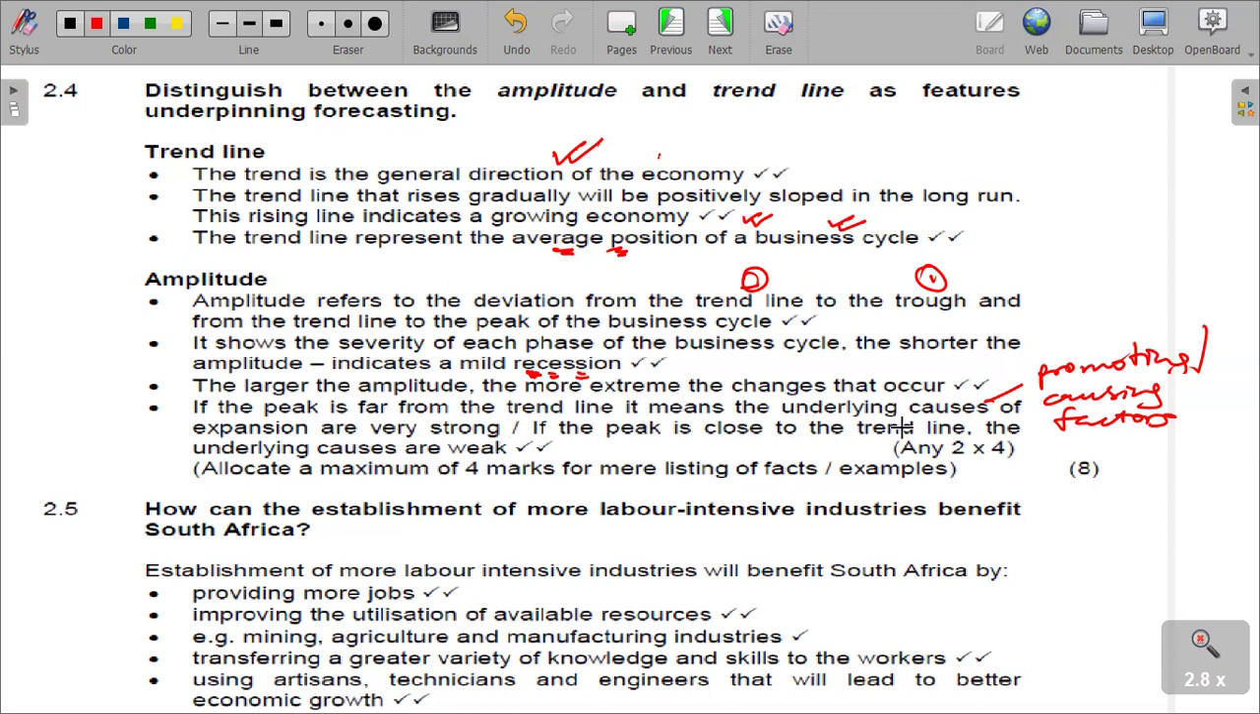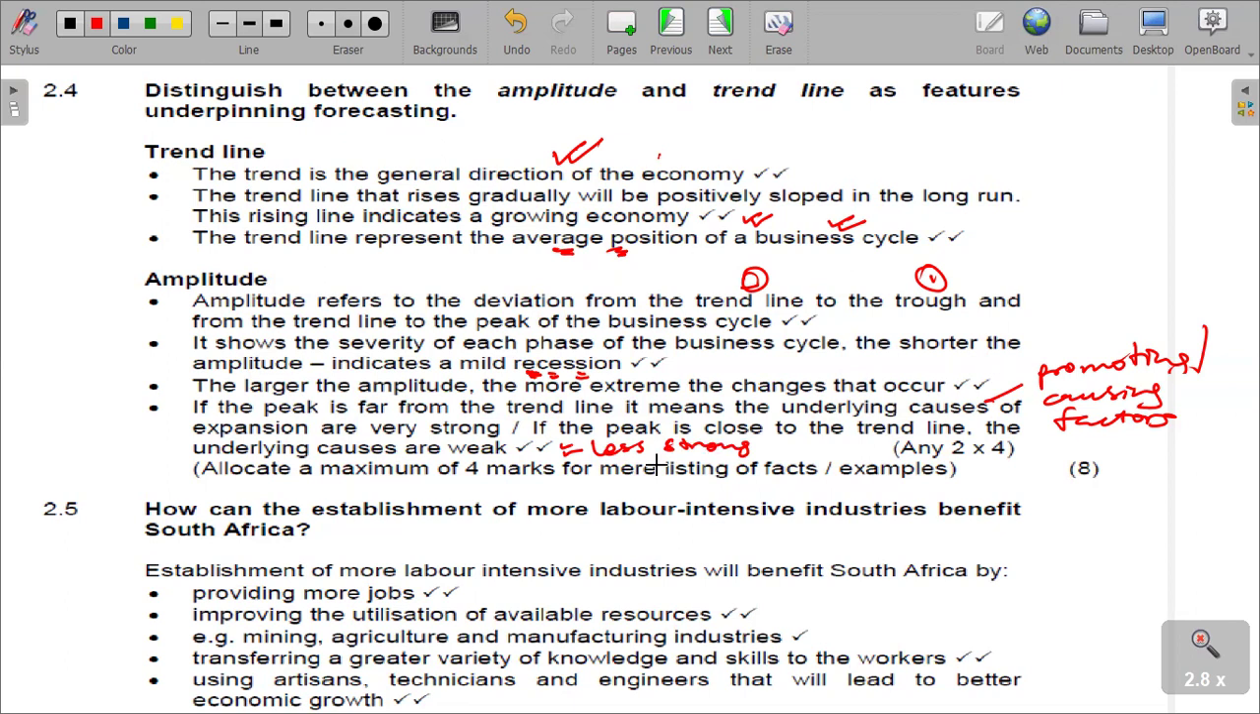If the peak is close to the trend line, it also means the opposite, which is to say that they are weak. They are not that strong. Weak means to say they are less volatile, less strong. That's what it means.